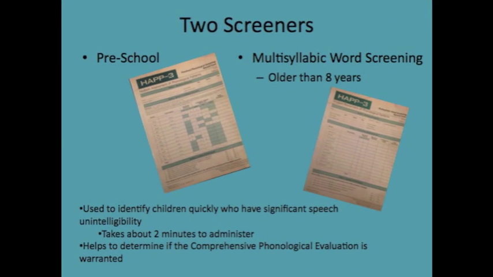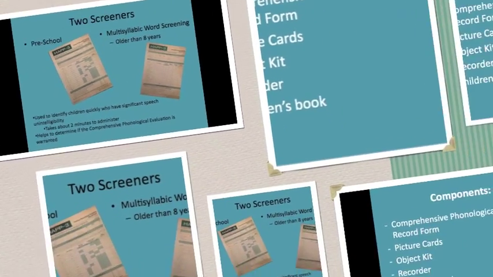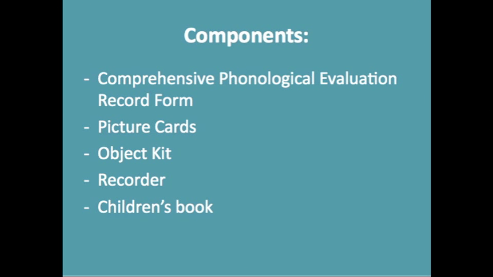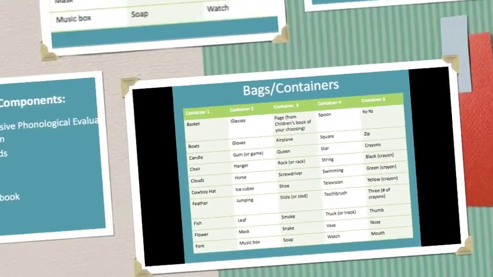There are 2 screeners, one for preschool-age kids and one for older kids, that you can administer to see if the child needs the full comprehensive test. This tool is a time saver. There are many different components of the test. You should always check to make sure you have everything before you administer the test. This includes the comprehensive phonological evaluation form, the picture cards, object kit, recorder, and a children's book of your choosing.